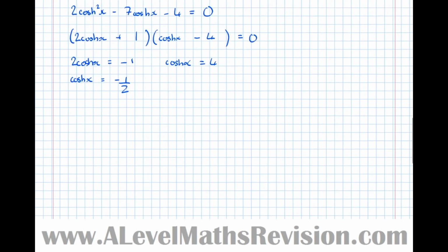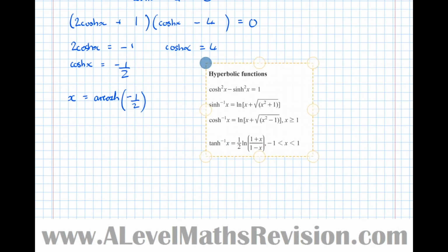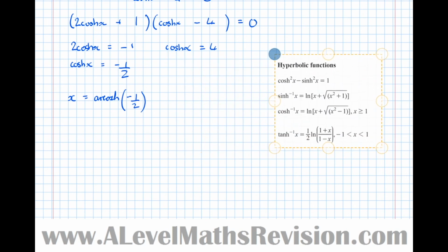So now solving these, we get that x equals the inverse cosh of minus 1/2. And it asks for the answer in logarithmic form. So what we're going to do now is have a look at the formula booklet, because in the formula booklet it gives us, in terms of logarithms, the inverse hyperbolic trig functions. So arcosh of minus 1/2, well, arcosh, we can see the inverse cosh is there. So now subbing minus 1/2 into there.